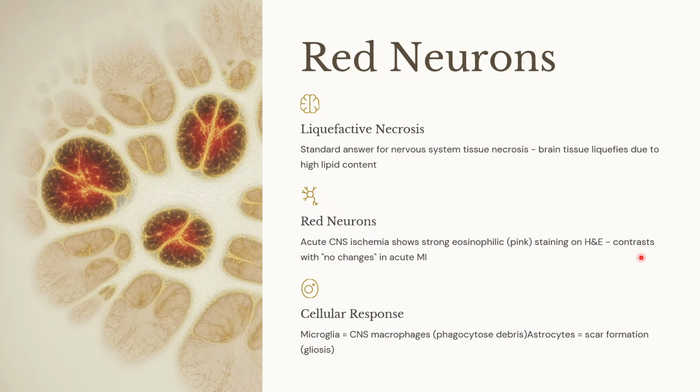Cytoplasmic proteins will aggregate and they will bind the eosin strongly, giving the cytoplasm a bright pink appearance. The nucleus will become pyknotic, condensed, and eventually disappear. So all that which stains blue is lysed and disappeared, but the cytoplasm and its proteins which stain pink stay, and therefore the neurons after ischemic injury appear as red neurons. The CNS macrophages, that is the microglia, will phagocytose the debris, while the astrocytes will form scar formation or gliosis.